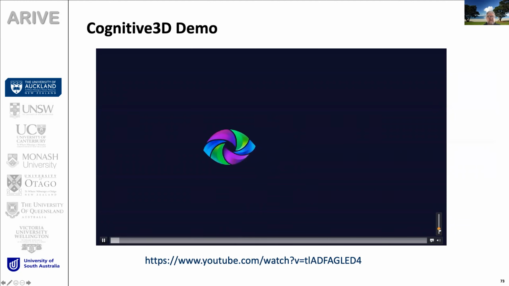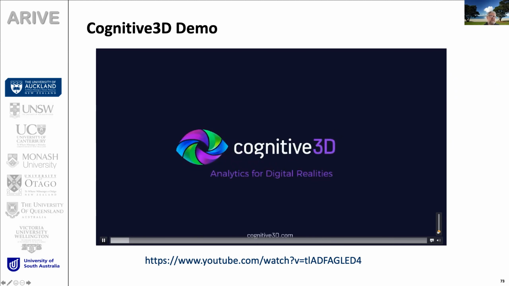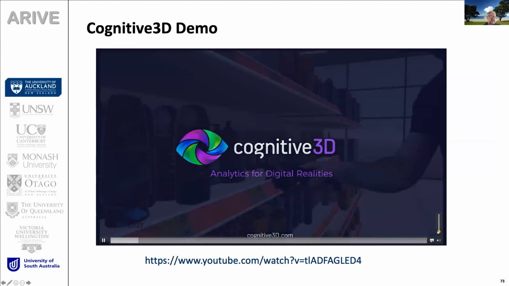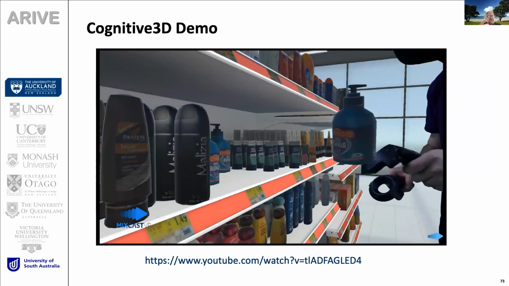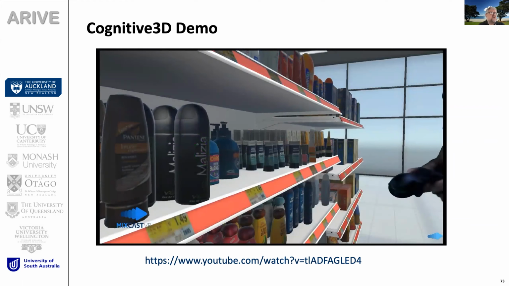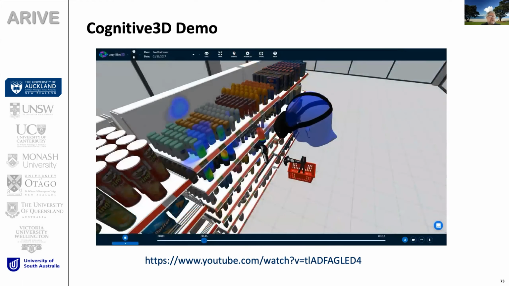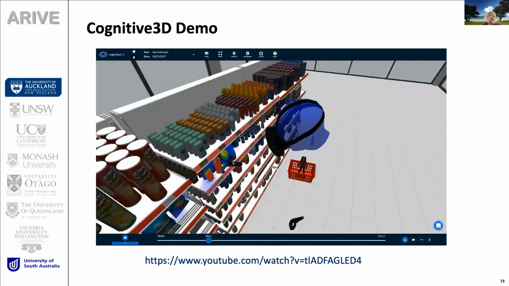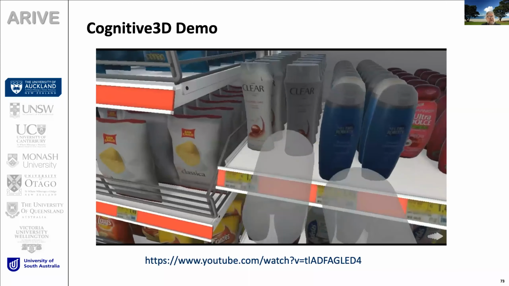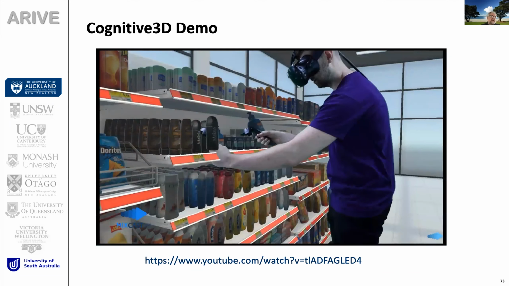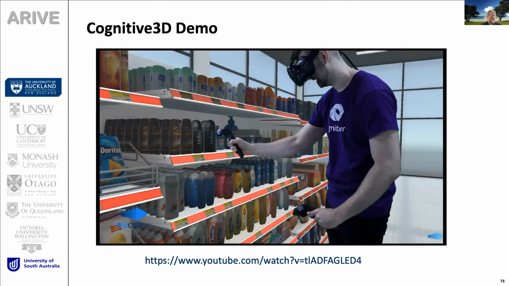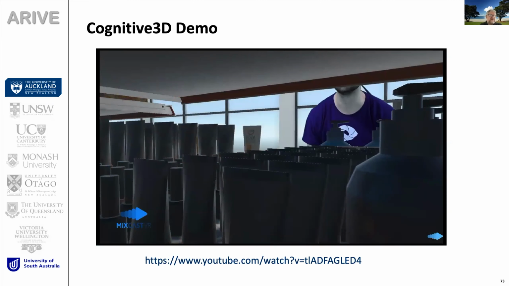And in this video, you're going to see a person who's in a virtual grocery store, and he's supposed to be selecting products in the grocery store. So you can see the VR view there. He's using his controllers to pick up products. But what the Cognitive 3D does is it produces a heat map of people's activity and what they're looking at, what they're touching. And then once you've run a user study with 20 or 30 people, you can then aggregate all that together and find out what's the most common objects people select or look at.